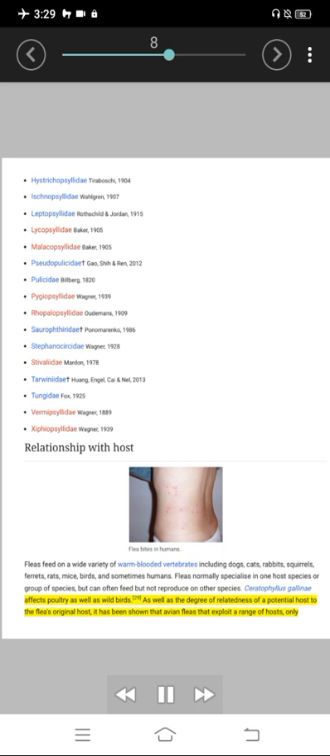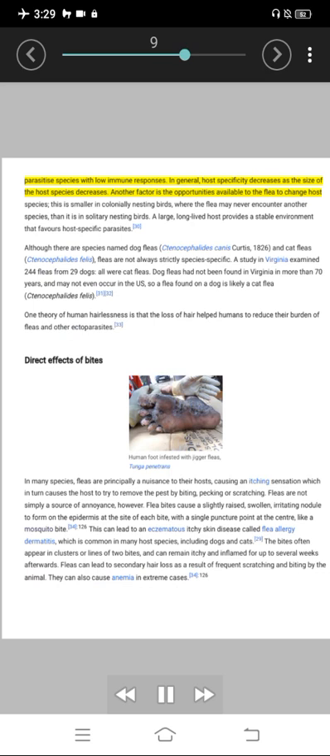As well as the degree of relatedness of a potential host to the flea's original host, it has been shown that avian fleas that exploit a range of hosts only parasitize species with low immune responses. In general, host specificity decreases as the size of the host species decreases. Another factor is the opportunities available to the flea to change host species. This is smaller in colonially nesting birds, where the flea may never encounter another species, than it is in solitary nesting birds. A large, long-lived host provides a stable environment that favors host-specific parasites.